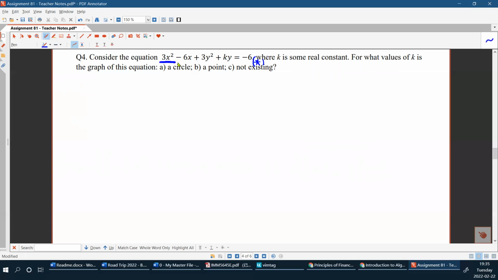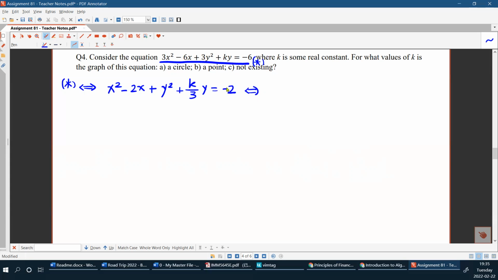Okay, first of all, we can divide both sides by 3, right? Which means the asterisk is equivalent to x² minus 2x plus y² plus k/3 y, right? Not k/2, but k/3 y. And equals -2, right?